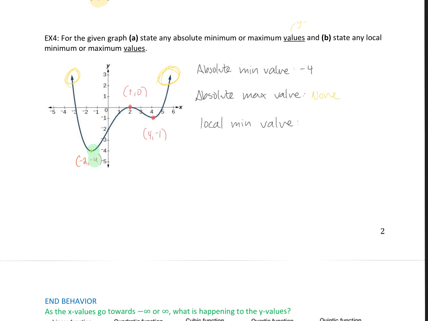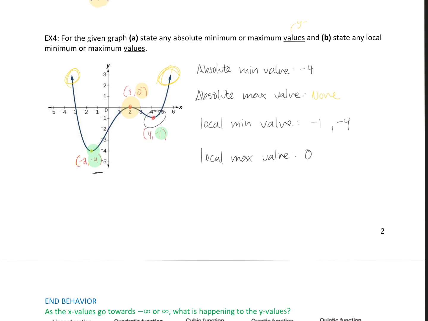Any local minimum values? Yeah, we had a local min right here. That's going to be at, remember, we're talking about a y value, -1. And how about any local maximum values? So any local maximums, let's see, that's going to be right here, a y value of 0. Because we're also just talking about local maximum for the area, we're also going to include the -4 for a local minimum as well.